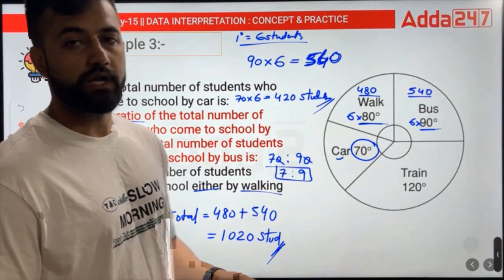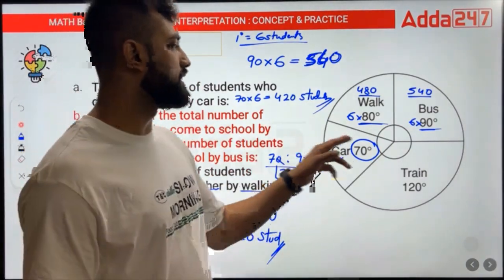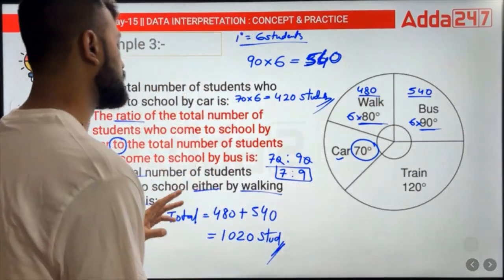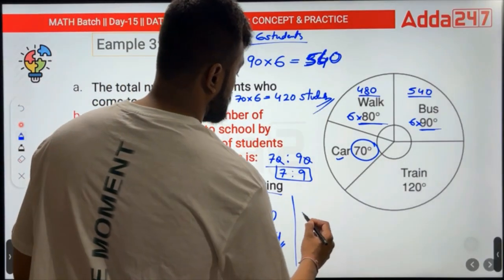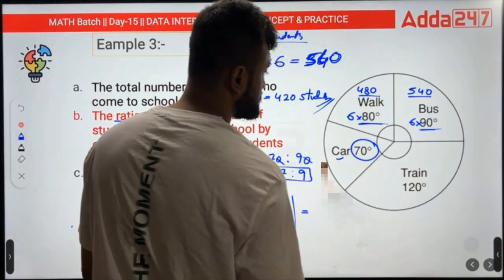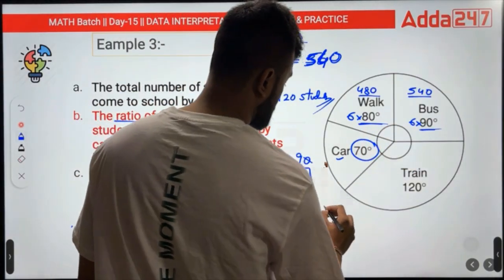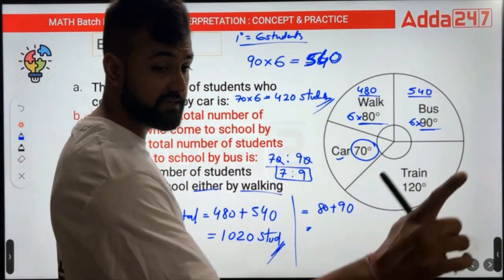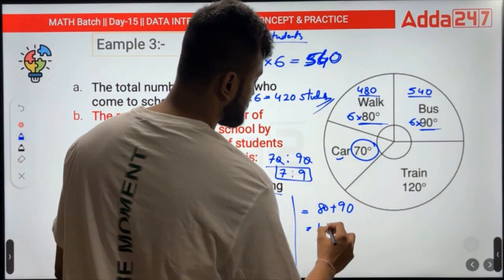Okay, the same thing you can do in another way. You don't have to multiply by six, get the value and then add. You can do it directly also. What you can do is simply find the total here first. Just add 80 plus 90 first. When you do 80 plus 90, you'll find the answer in degrees. You would say, sir, you're getting 170 degrees.